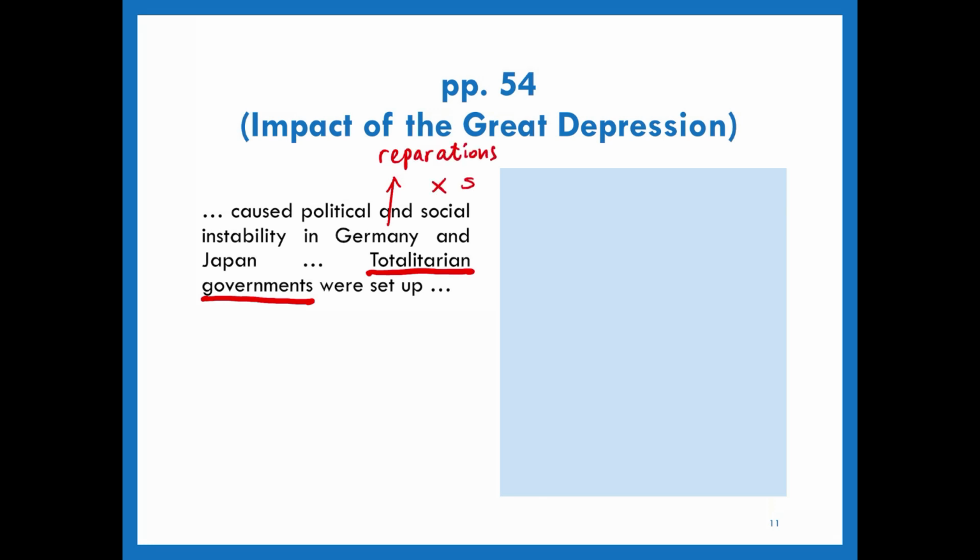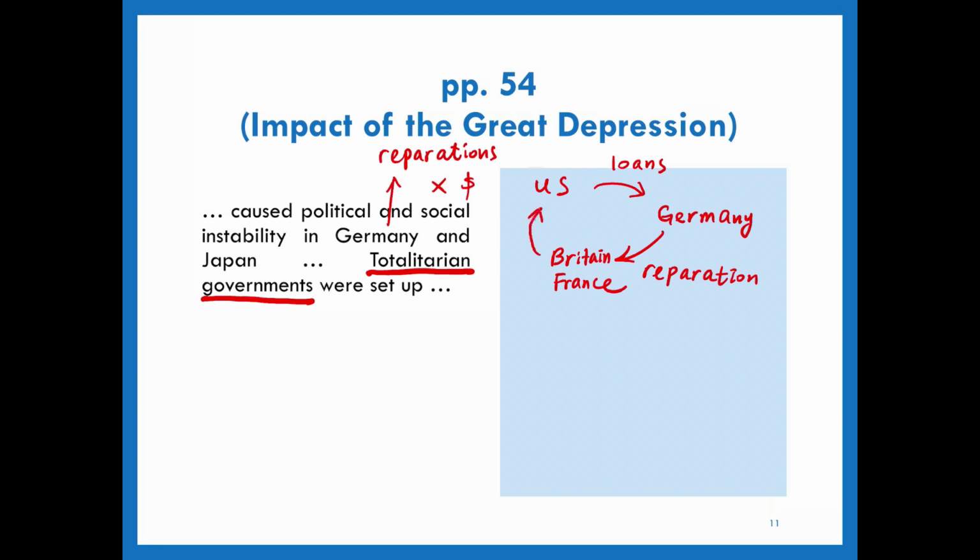Why Germany? Because Germany needs to pay reparation. However, Germany did not have money. In the 1920s, the United States would provide loans to Germany. And then Germany used this money as reparation and give it to another 2 countries, Britain and France. After that, Britain and France used this money and then pay back their debt. This is a cycle.